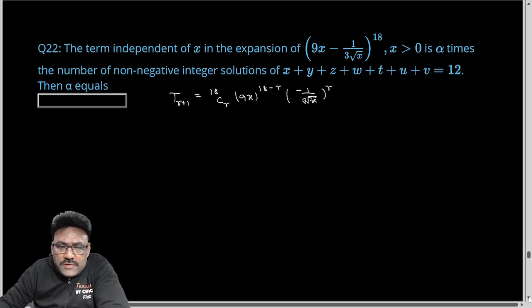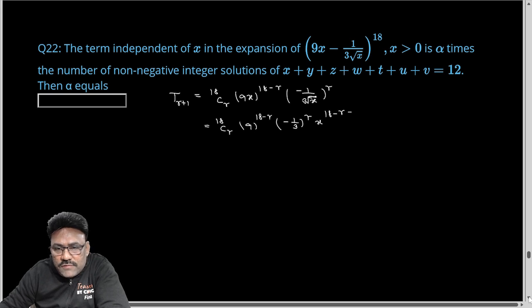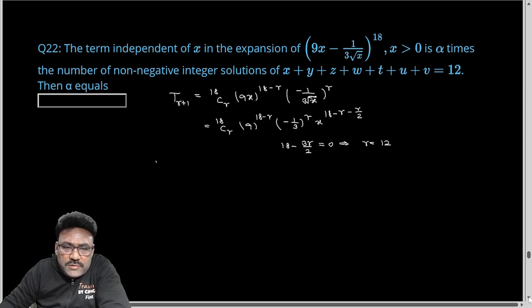Now I can write it as 18Cr, 9 raised to 18 minus r, times (minus 1 by 3) raised to r, times x raised to 18 minus r and then minus r by 2. And since the term is independent of x, this 18 minus 3r by 2 must be 0. So this gives you r is equal to 12. So what is the term independent of x?